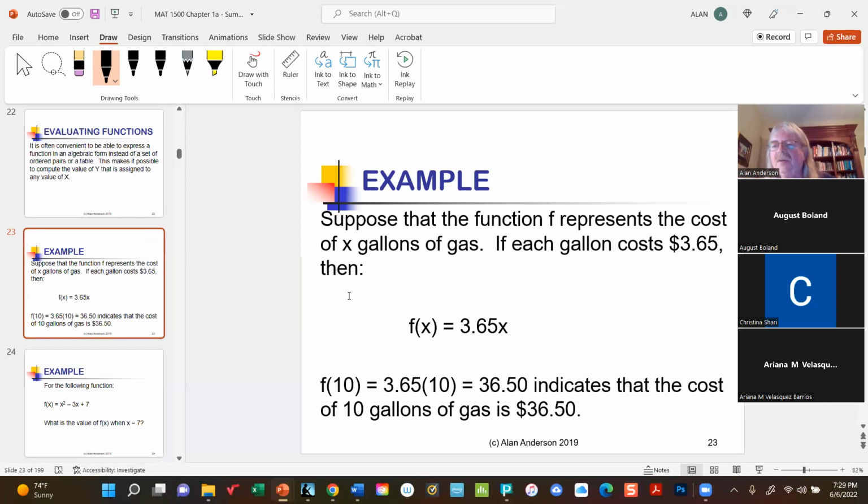Now I wrote that example a while back when that was probably the right number. Now, unfortunately, it's much more expensive than that. This is known as evaluating the function. All you're doing is replacing the x with a specific constant and coming up with a number that represents the function's value.